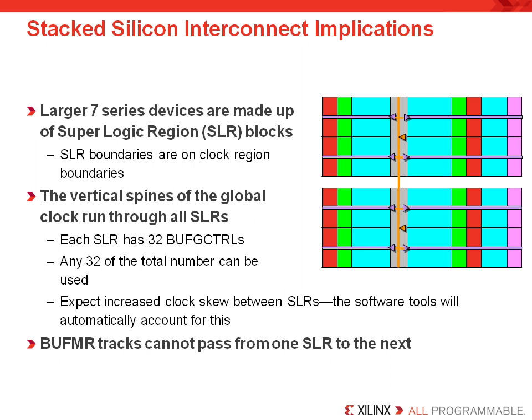Now, in devices that are made up of multiple SLRs, that's super logic regions, recall that those are the largest density devices where multiple FPGAs are stacked together. There are still 32 vertical spines of the global clock routing resources for the entire FPGA system. Now, these spines traverse all the SLRs. Each SLR has 32 BUFG control components that can drive the vertical clock spines. However, only one BUFG control can drive any one clock spine, regardless of which SLR the BUFG control resides in.